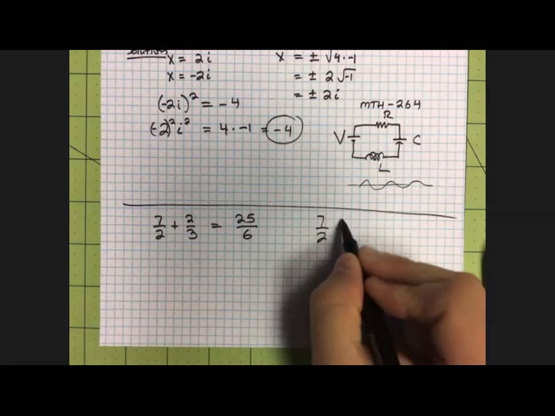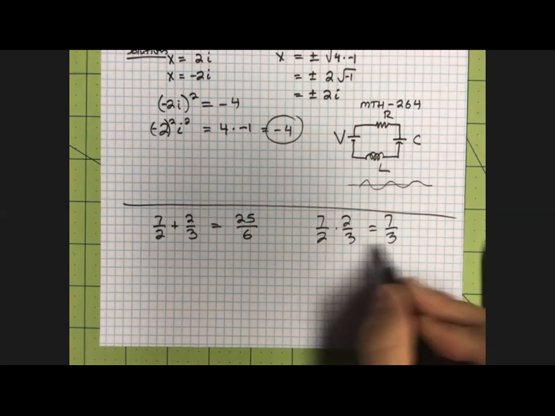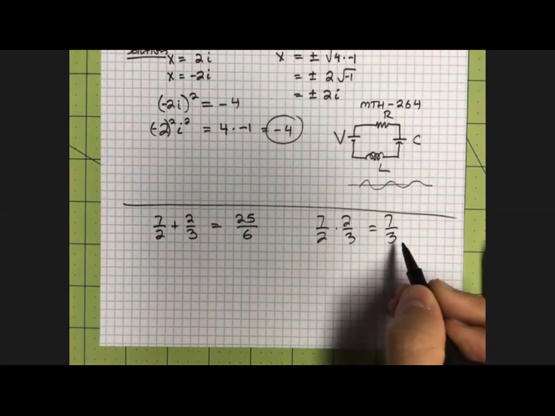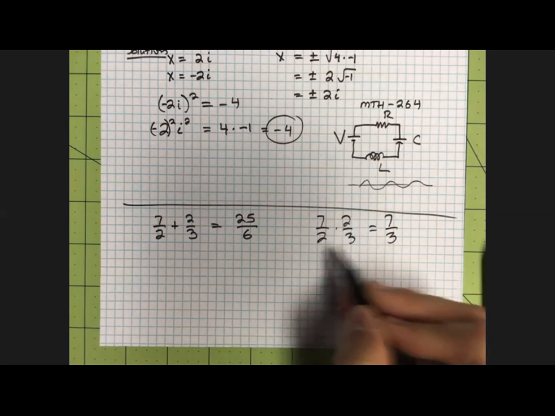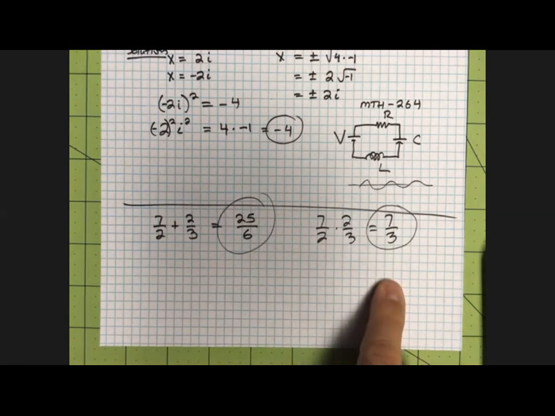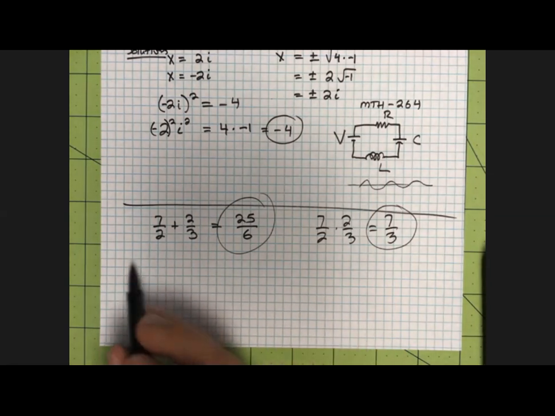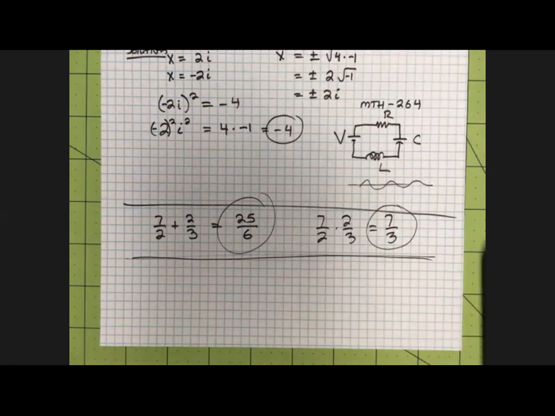7/2 times 2/3 is 7/3. That doesn't look so weird as long as you learn how to cancel. But you were willing to learn how to do that because somehow you believed that fractions were essential just to doing ordinary things. Maybe they're essential to you every day, maybe they're not.